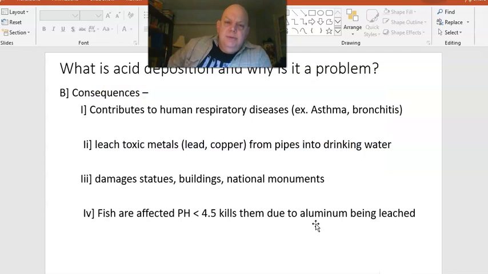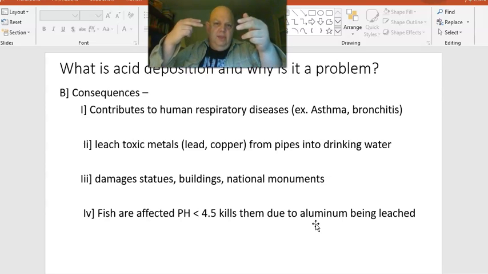So what are the consequences? It makes people who suffer from bronchitis and asthma even worse. It's awful. Now, it also leaches toxic metals like lead and copper from pipes into the local drinking water under the ground. Well, wait, what do you mean by leach? Think of leach as washing away. Okay? That's what leaching is. It's washing away, it's dissolving the lead and the copper from the lead and copper pipe.